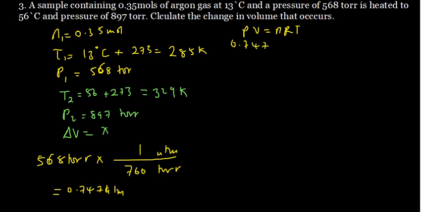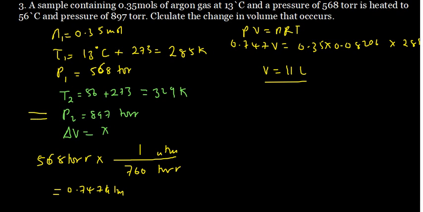0.747 multiplied by volume is going to be equal to n, the number of moles, which is 0.35, multiplied by 0.08206, multiplied by the temperature in Kelvin, which is 285. So the volume that we're going to find is about 11 liters. That's the first one. Now again, we need to find the volume here. Now we can't find it directly because we don't know the number of moles. So what is going to happen?